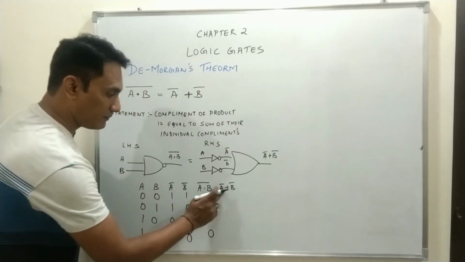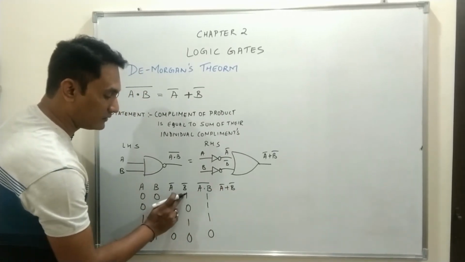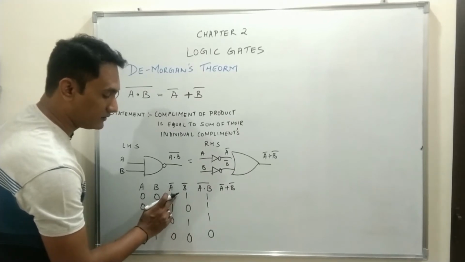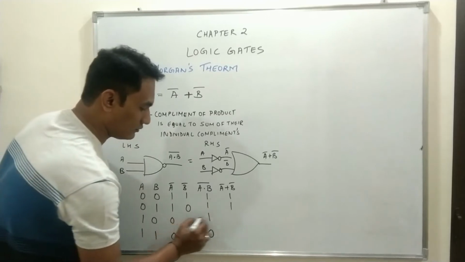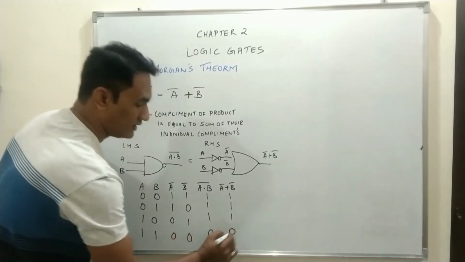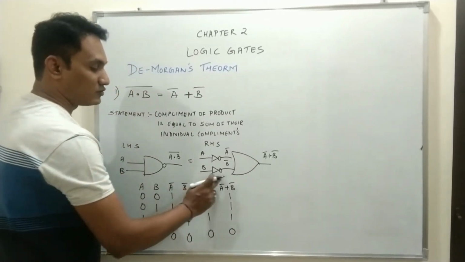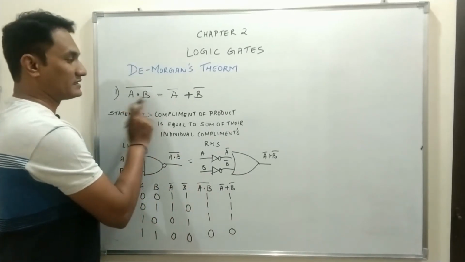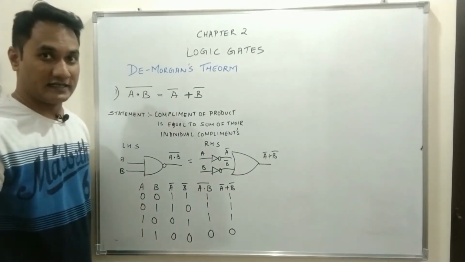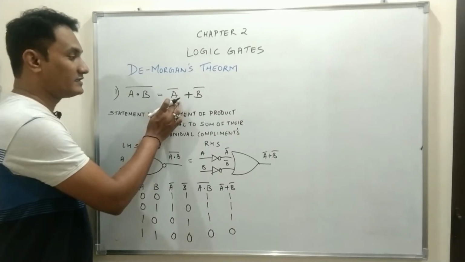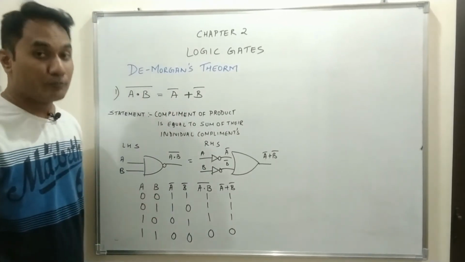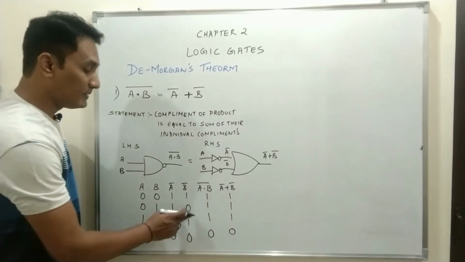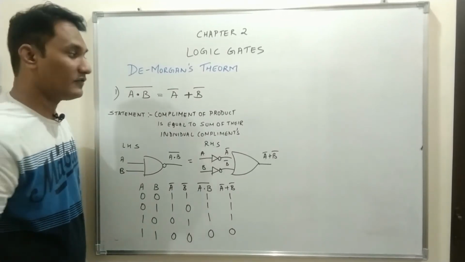Then A bar plus B bar: an addition, or OR operation, between these two columns. So 1 plus 1 is 1, 1 plus 0 is 1, 0 plus 1 is 1, 0 plus 0 is 0. So what you can see is the last two columns are the same. That means the left hand side is equal to the right hand side. So for De Morgan's theorem, whenever it is asked, you have to write the statement, draw the logic diagram, and prove De Morgan's theorem using the truth table. So this is the first one.